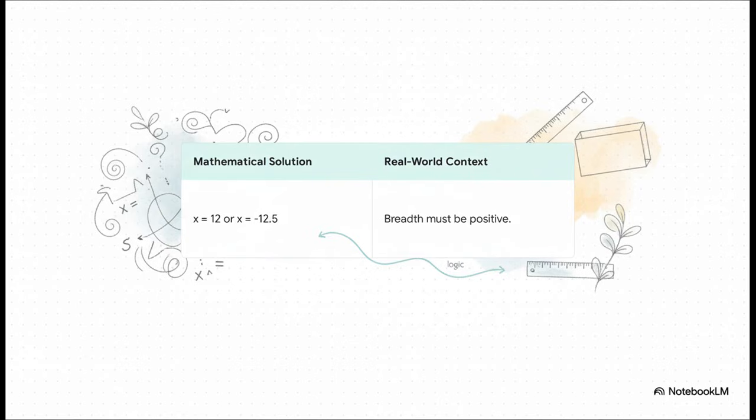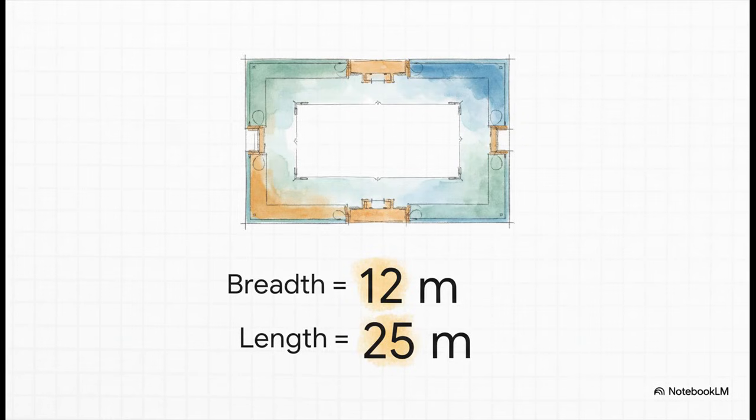So we have to reject the negative answer. By throwing out the impossible answer, we're left with the only one that can be correct. The breadth of the hall must be 12 meters. And since we know the length is 2x plus 1, we can calculate that it must be 25 meters. And just like that, we've solved a real-world design problem.